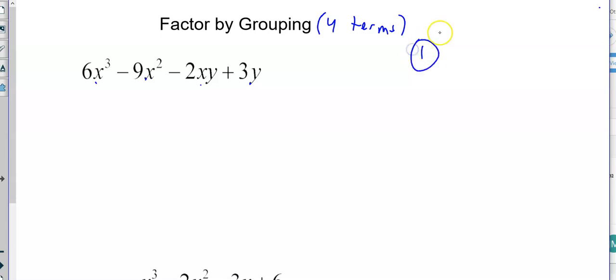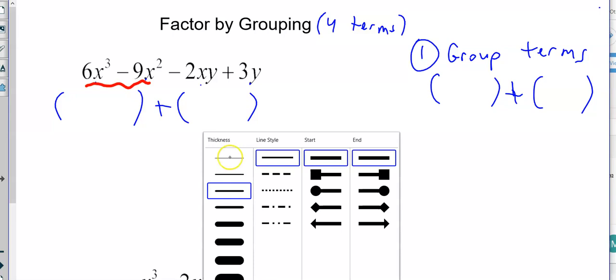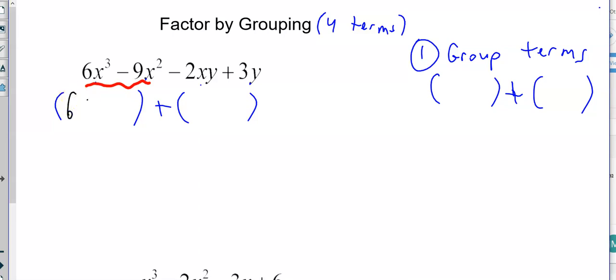The first step would be to group the terms into two groups of two terms, like two in the first group plus two in the second group. There really needs to be a plus in between the two groups. Whatever is inside there goes inside that first parentheses. I don't change the sign of anything when I do this. So this would be 6x cubed minus 9x squared. The sign did not change.